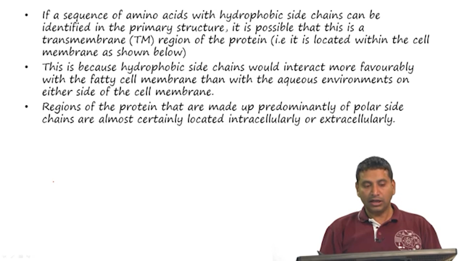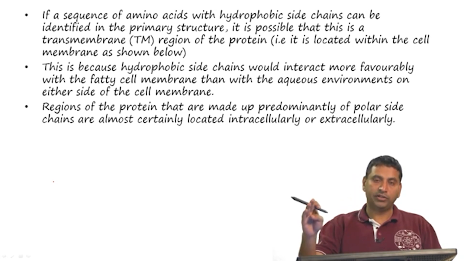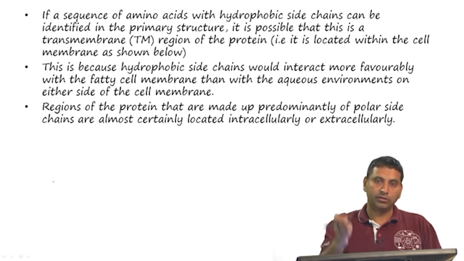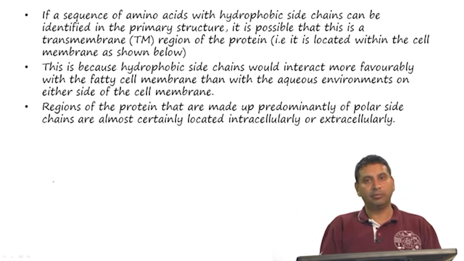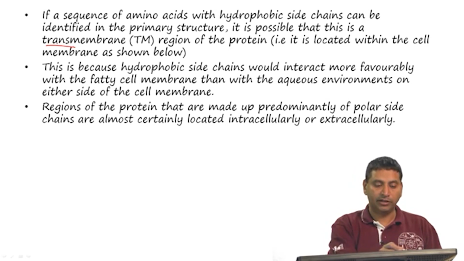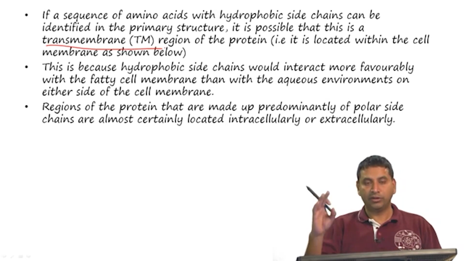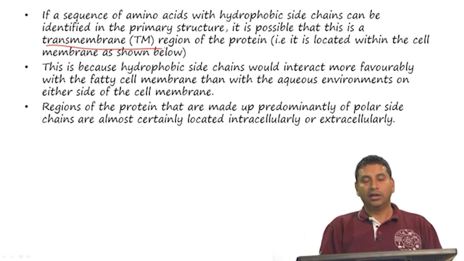We already know that if a sequence of amino acids with hydrophobic side chains is identified in the primary structure, these hydrophobic side chains will most likely interact with the lipids in the lipid bilayer. So, it is possible that this is the transmembrane region, okay, because they are located within the cell membrane as shown. This is because hydrophobic side chains would interact more favorably with the fatty cell membrane than the aqueous environment on either side of the cell membrane.